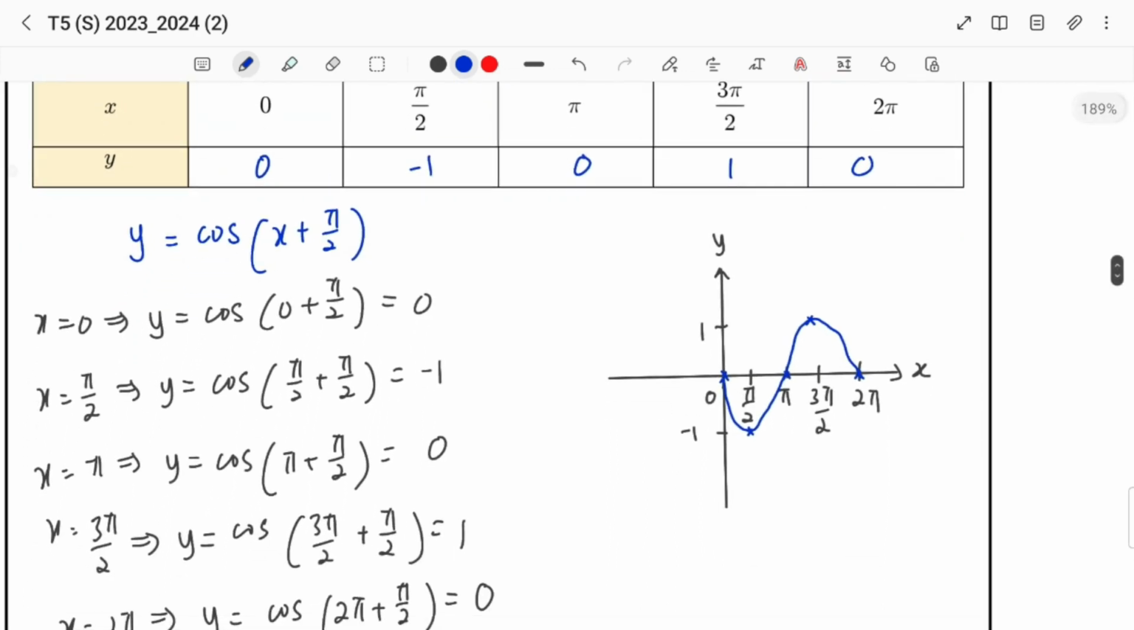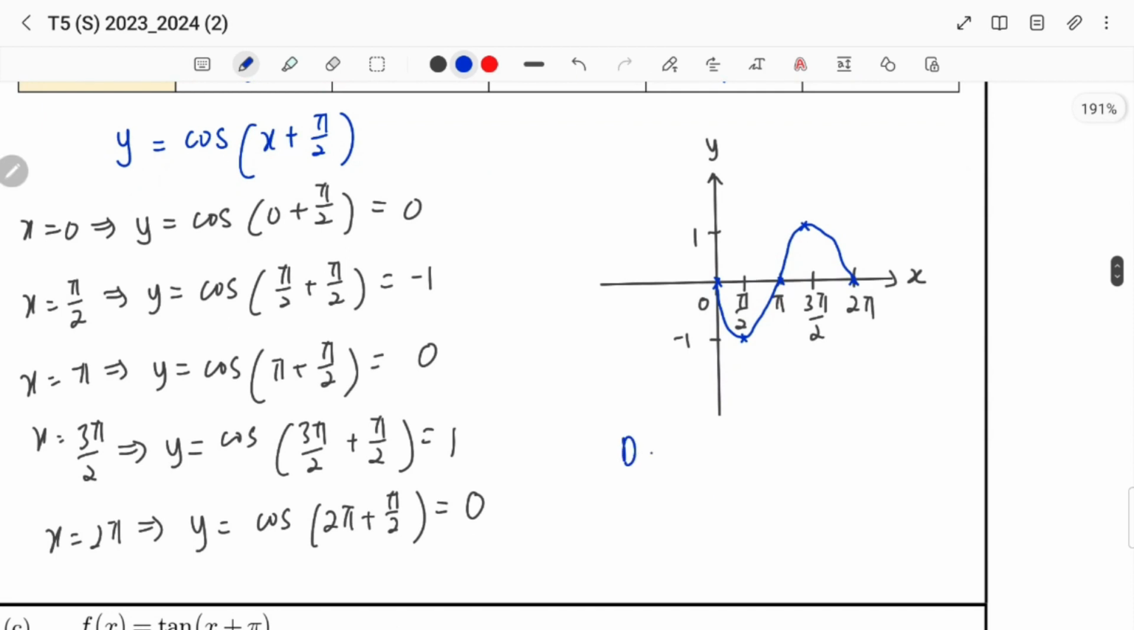Next, find the domain and range. For the domain of this function, it starts from x = 0 until x = 2π, close bracket. And then for the range, the lowest value for y is −1, and then the maximum value is 1. So [−1, 1], close bracket.